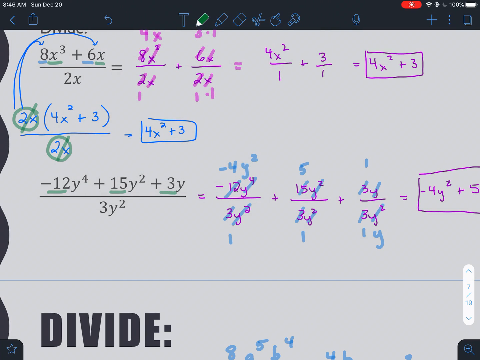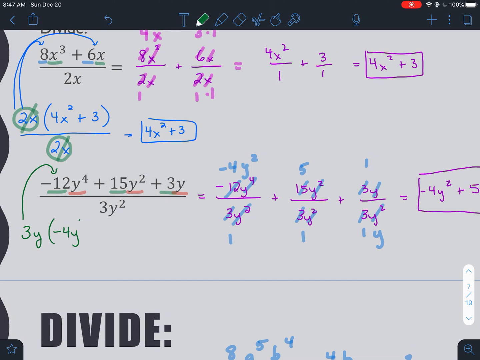We have a negative 12, a positive 15, and a positive 3. What do all of those have in common? They have a 3, so I can factor out a 3, and then we look at the y's. We have a y to the 4th, a y squared, and a y. They all have at least one y, so I can factor out or undistribute a y from all of those.